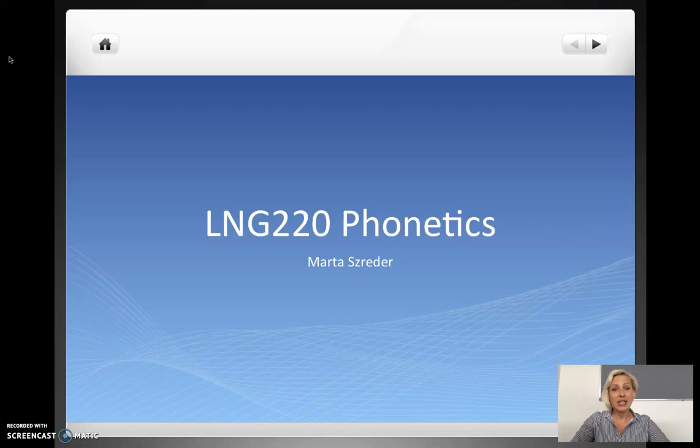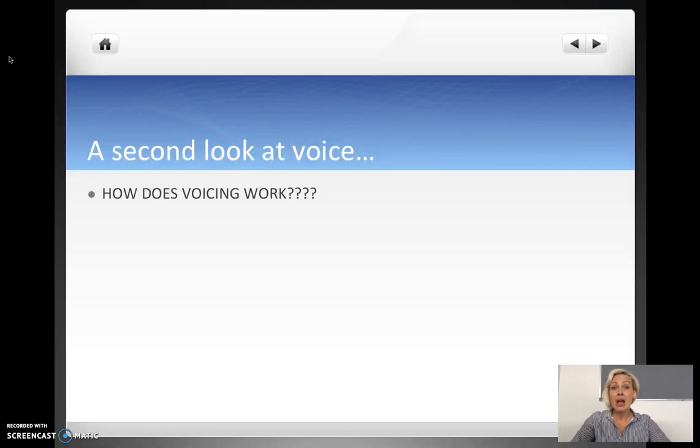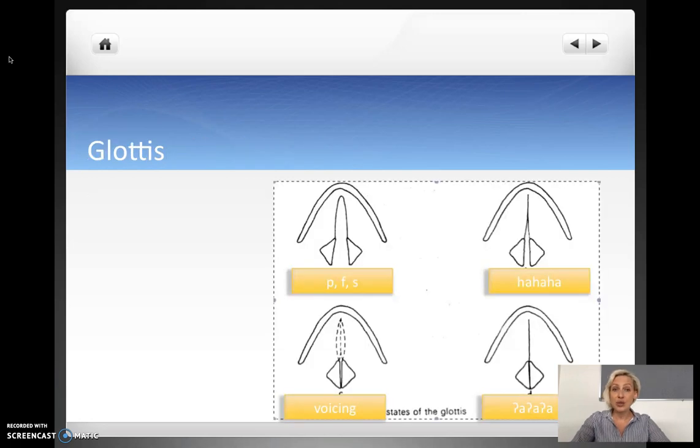Today, I would like to tell you a little bit more about different types of voicing, or in other words, phonation. But we've already discussed how we produce voice, so let's just try and remember what we already know. We produce voice in our glottis, which is located in our larynx. And the glottis is the space between the vocal folds.